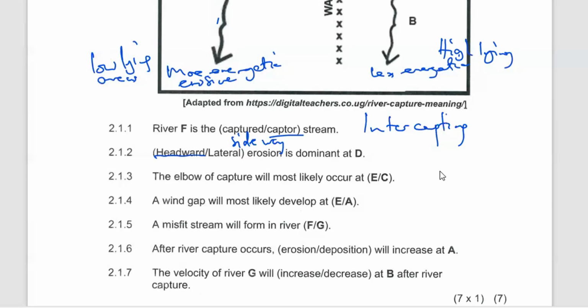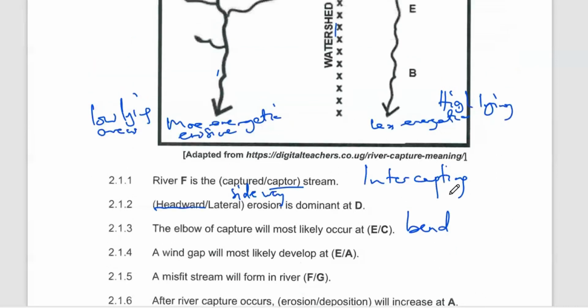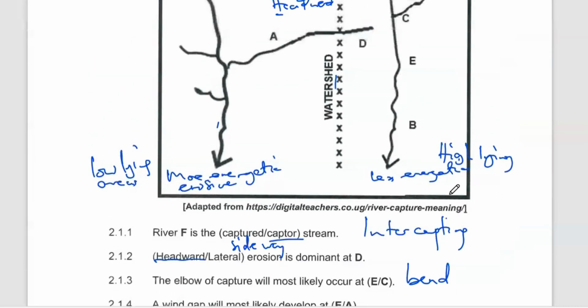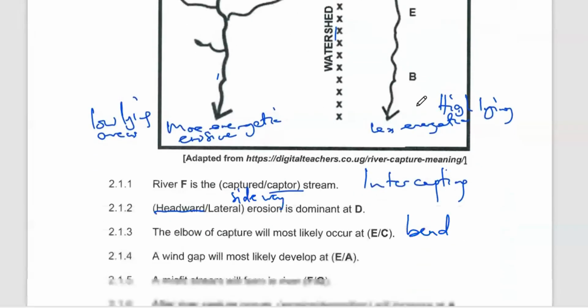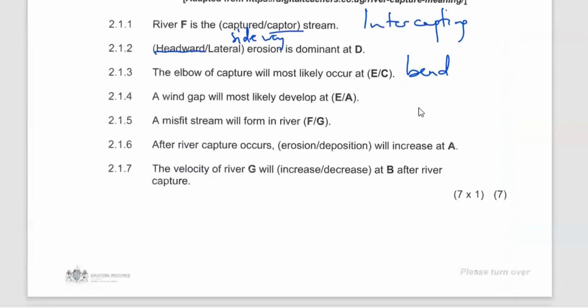Elbow of capture will most likely occur at E or C. What we call an elbow of capture, that is the bend where piracy takes place or where interception takes place. So the bend, where is it likely to occur, at E or at C? Here, we are seeing that E is below. This stream is going to advance, going towards C, and that is where the bend is going to occur. If this stream keeps on advancing, it's going to intercept somewhere around C here. So the correct response is C.